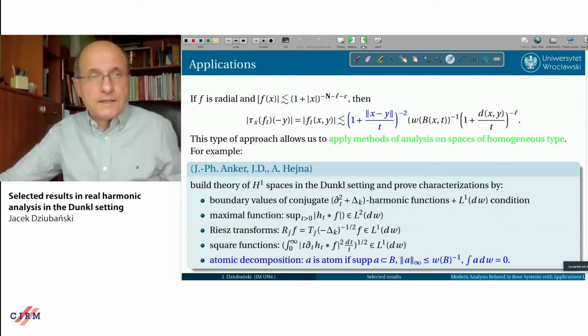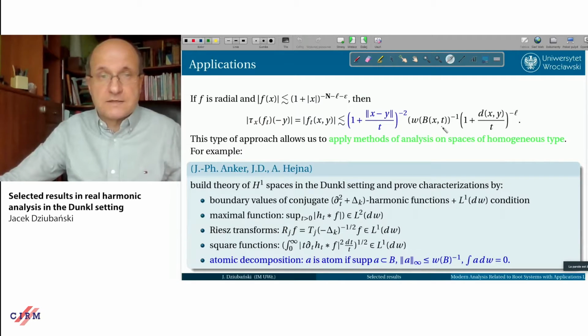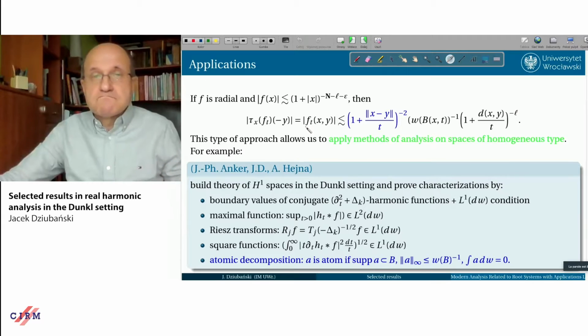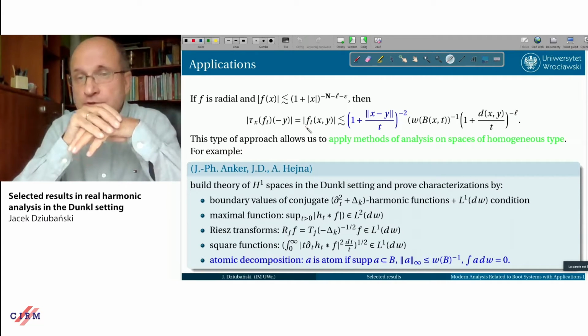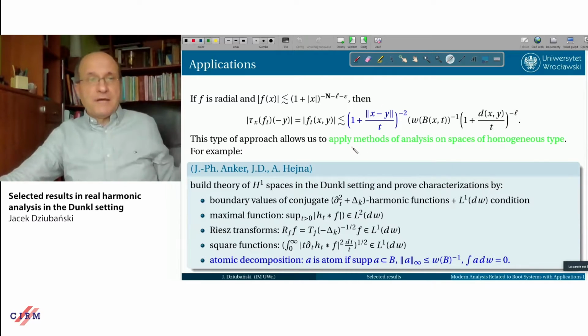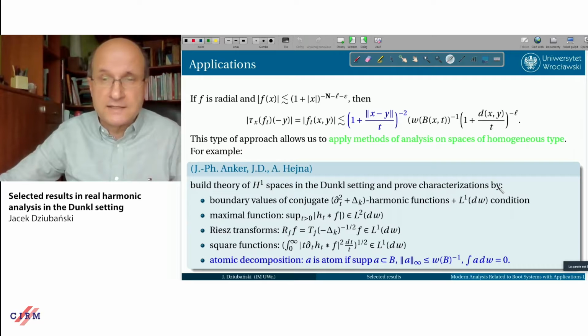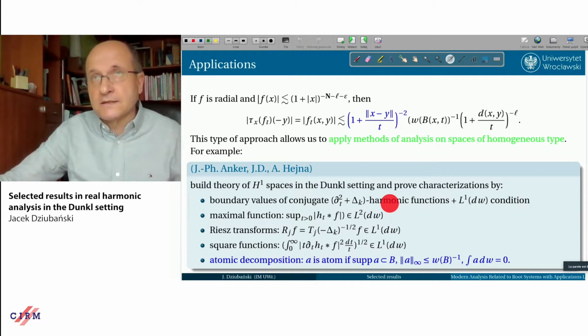Now, let me say something more. Having this type of estimates for the generalized translations of radial functions, we may apply methods of analysis on spaces of homogeneous type, because our estimates involve volumes of the balls and distances. Actually, we have two distances: orbital distance and Euclidean distance. One example of application is the following: thanks to these estimates, we may build a theory of Hardy spaces in the Dunkl setting and prove several equivalent characterizations. For example, characterization by boundary values of conjugate harmonic functions, like in the classical case.